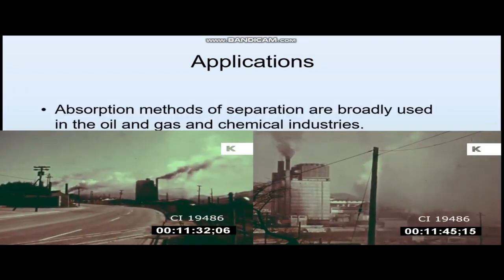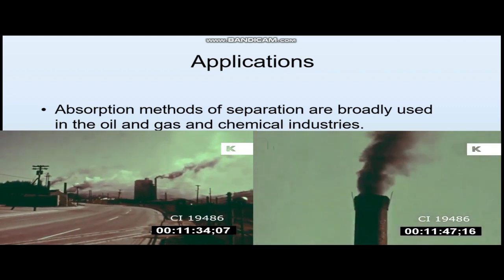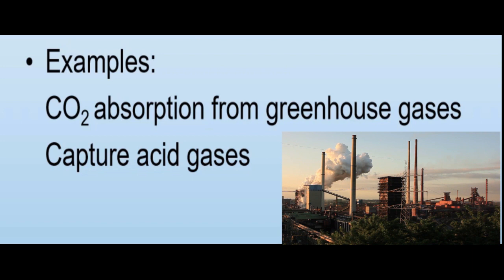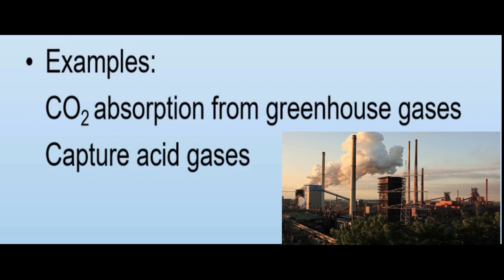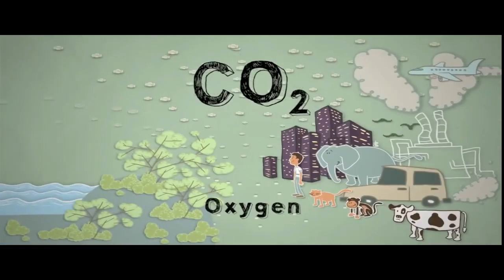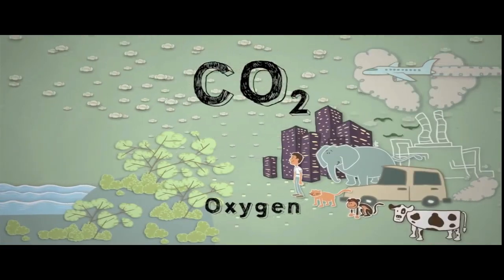Absorption methods of separation are broadly used in the oil and gas and chemical industries. So here are some examples of the absorption applications, which are CO2 absorption from greenhouse gases and the capture of acidic gases. In this process, the removal of CO2 from gas streams are done before it is released to the atmosphere.